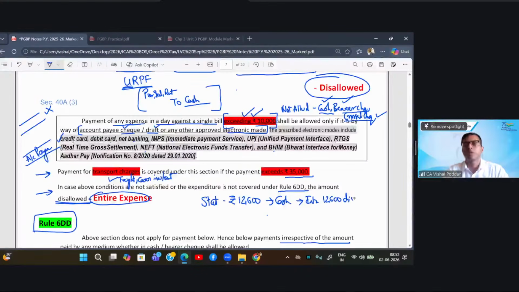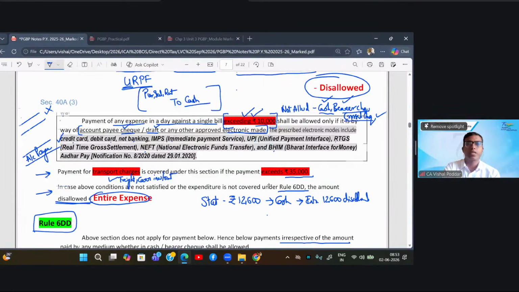Entire 12,600 disallowed. Now, why is this to be clarified, that entire 12,600? Because many times as a student, you may believe that, okay, up to 10,000 it was allowed, so I will deduct 10,000 and only 2,600 I'll disallow. No, the entire 12,600 will be disallowed. So the restriction is, if in a day against a single bill the amount is exceeding 10,000, you should make payment only by way of account payee cheque, draft, or other approved electronic mediums.